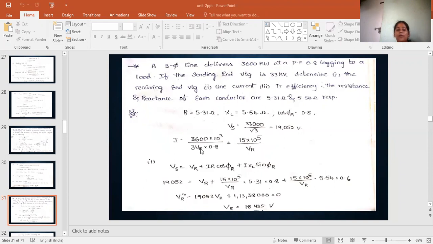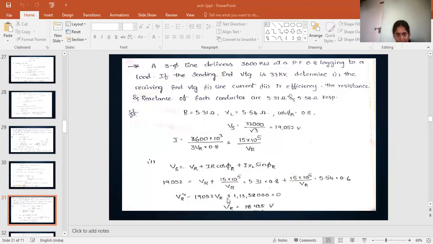cos phi R. We don't know the value of VR, so VR is present there, and for calculating the remaining values, we get 15 into 10 power 5 by VR. We know the formula Vs equal to VR plus IR into cos phi R plus I XL into sin phi R. We can substitute the values. Here we can get the value of VR.